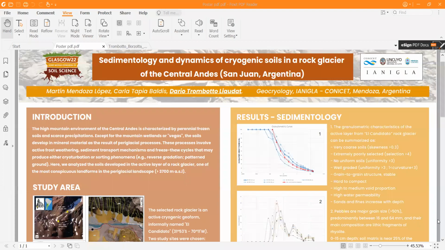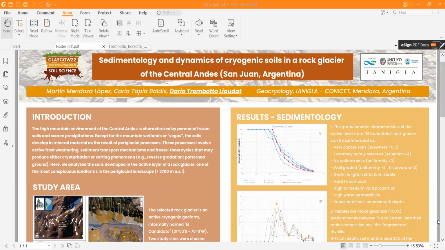This contribution is about sedimentology and dynamics of cryogenic soil in a rock glacier of the Central Andes in the province of San Juan in Argentina. The high mountain environment of the Central Andes is characterized by perennial frozen soil and little precipitation. The processes are periglacial processes.